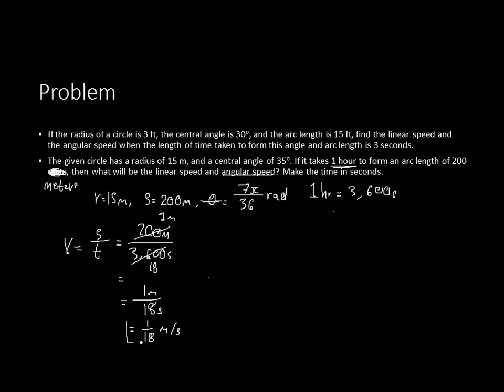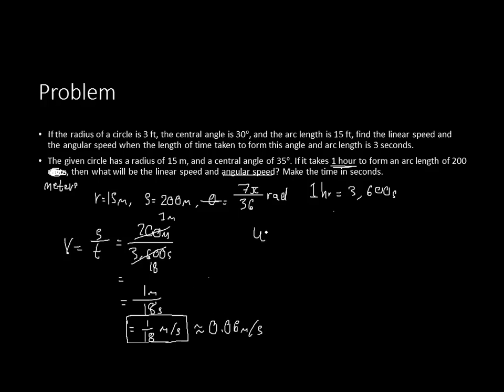So exactly you have 1 over 18 meters per second. That's the exact answer. But if you want to convert it into two decimal places, since this is a linear speed, not an angular speed, it is approximately 0.06 meters per second. So these two are correct.